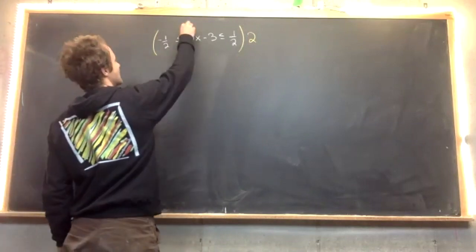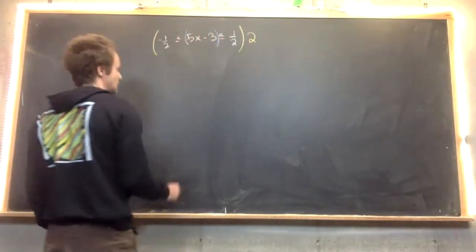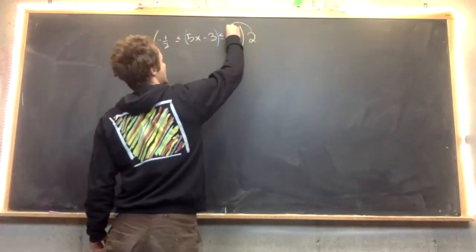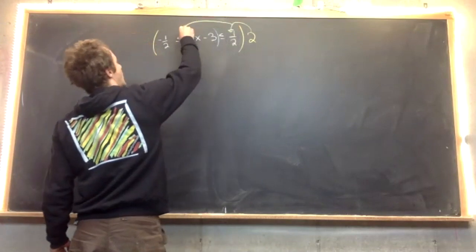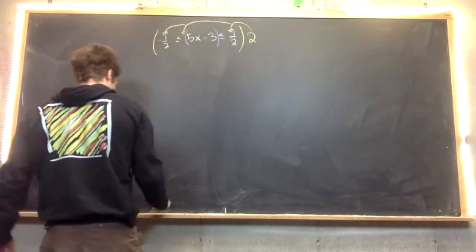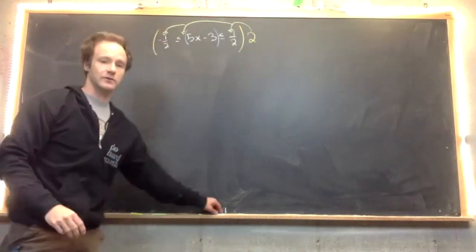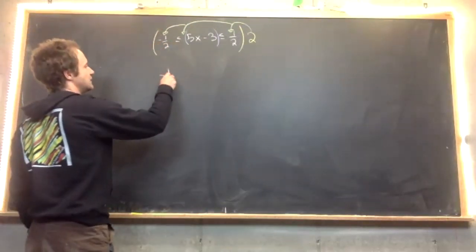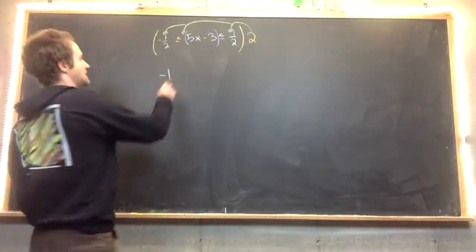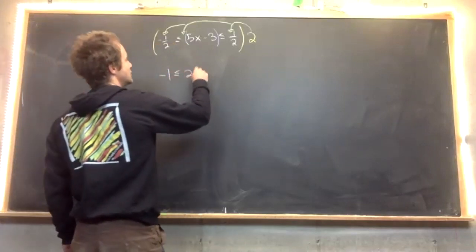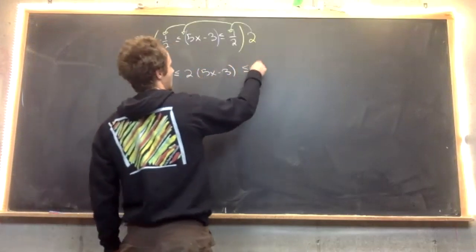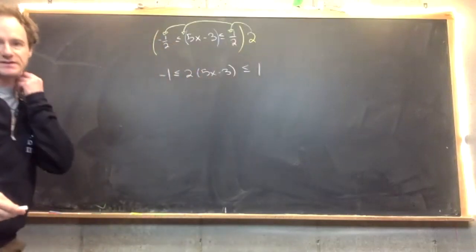Now let's keep in mind that all of this stuff in the middle is going to be grouped, so that when we make this distribution of the 2 through to all of these parts, we have to take that into account. So let's see, 2 times negative 1/2, so that's going to give you negative 1. And then that's going to be less than or equal to 2 times 5x minus 3. And I'm just going to leave that in parentheses for now. And then 2 times half is 1.